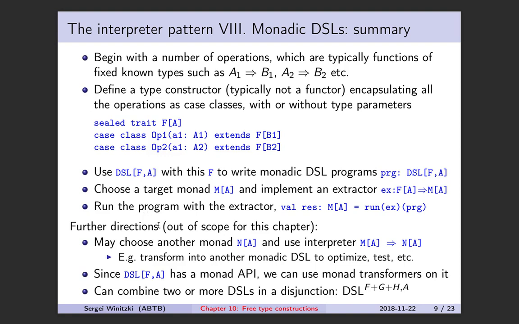Now, there are some other things you can do, which I will not discuss in a lot of detail in this chapter. For instance, you can choose a different monad, and then you can interpret this value that you have into another monad. So this transformation you can define separately, and if this itself is a different DSL created in the same way, then this would be the runner for that DSL that evaluates it into yet another monad N. So this could be very useful if you want to, say, test your program. So you have exactly the same program and you run a test interpreter into some monad that catches all the calls to something and prints diagnostics or whatever.